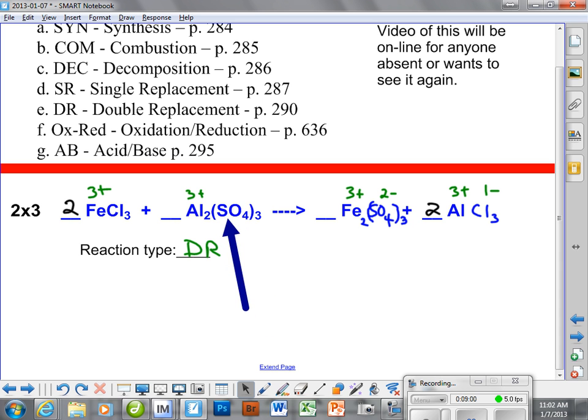Let's look at the sulfates. We had 3 sulfates over here, and 3 sulfates over here, and we're good there. So everything is in balance, and all we have to do is put our coefficients in for the ones, and we're done. That is a balanced equation.